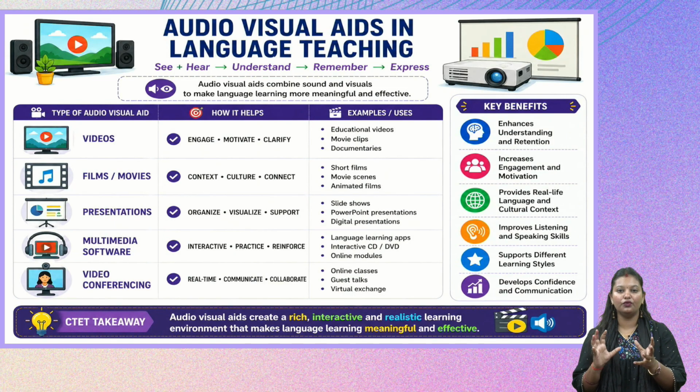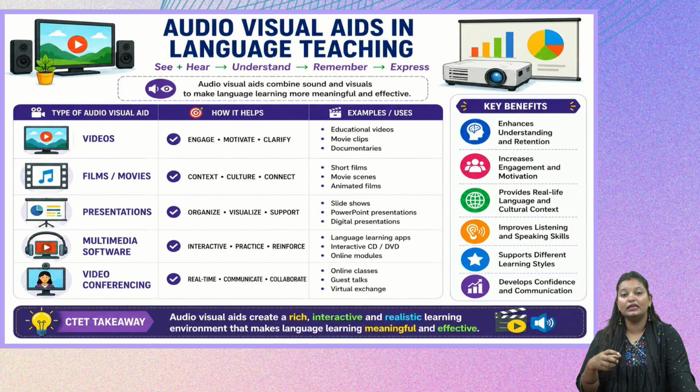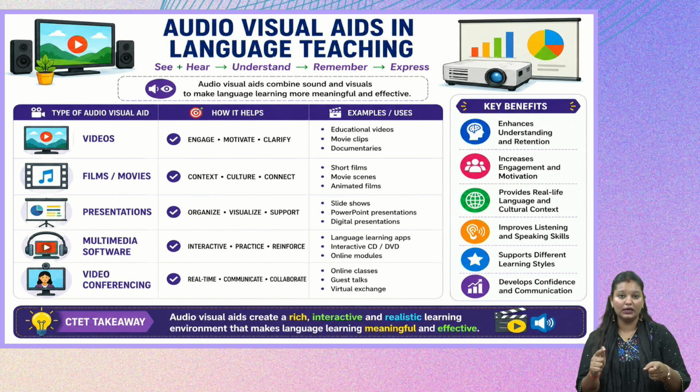Now coming to the audio visual aids. So we see audio aids in isolation, visual aids in isolation, and then audio visual aids together. When you are talking about audio visual aids together, the effectiveness of it will be all the more, because we are addressing both the seeing and hearing aspect here. So the audio visual aids will combine the sounds and the visuals to make language learning more meaningful and effective. So we can see various videos which will have the video as well as the audio. When both of them come together, it will make it easier and quicker for us to understand.